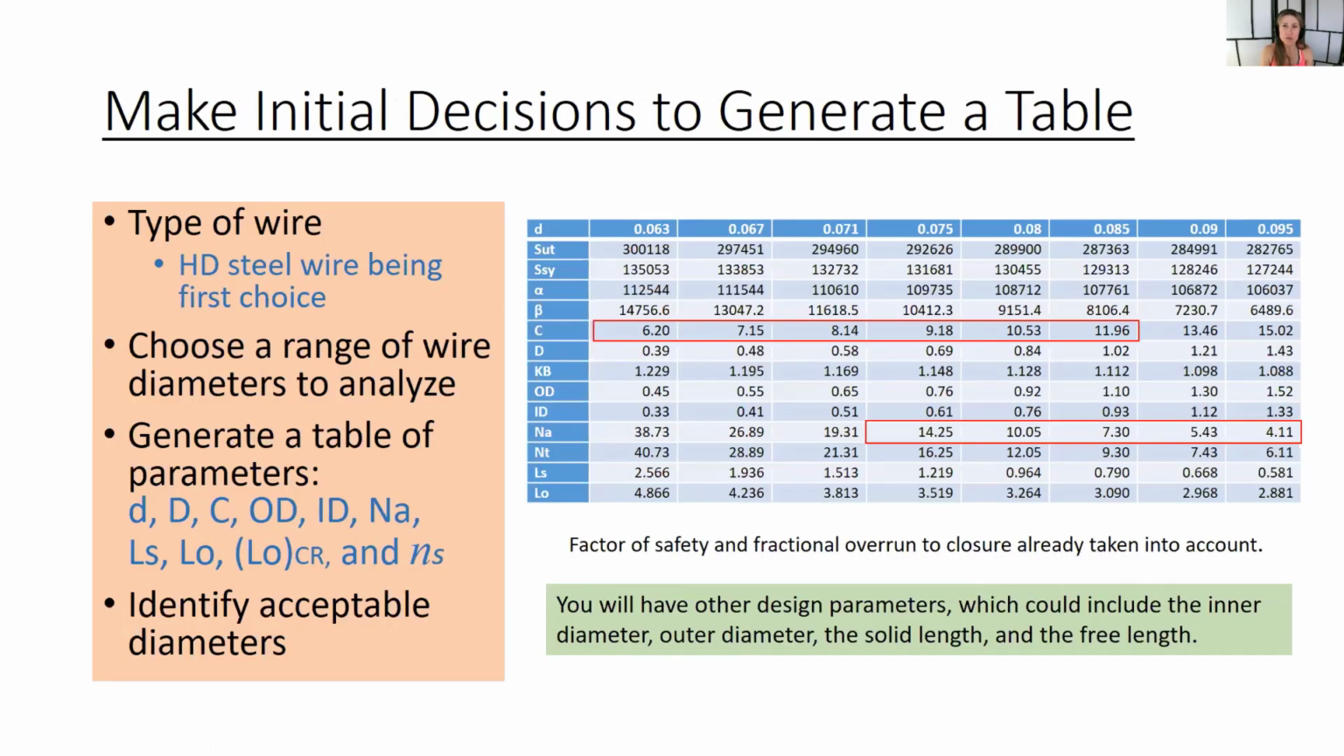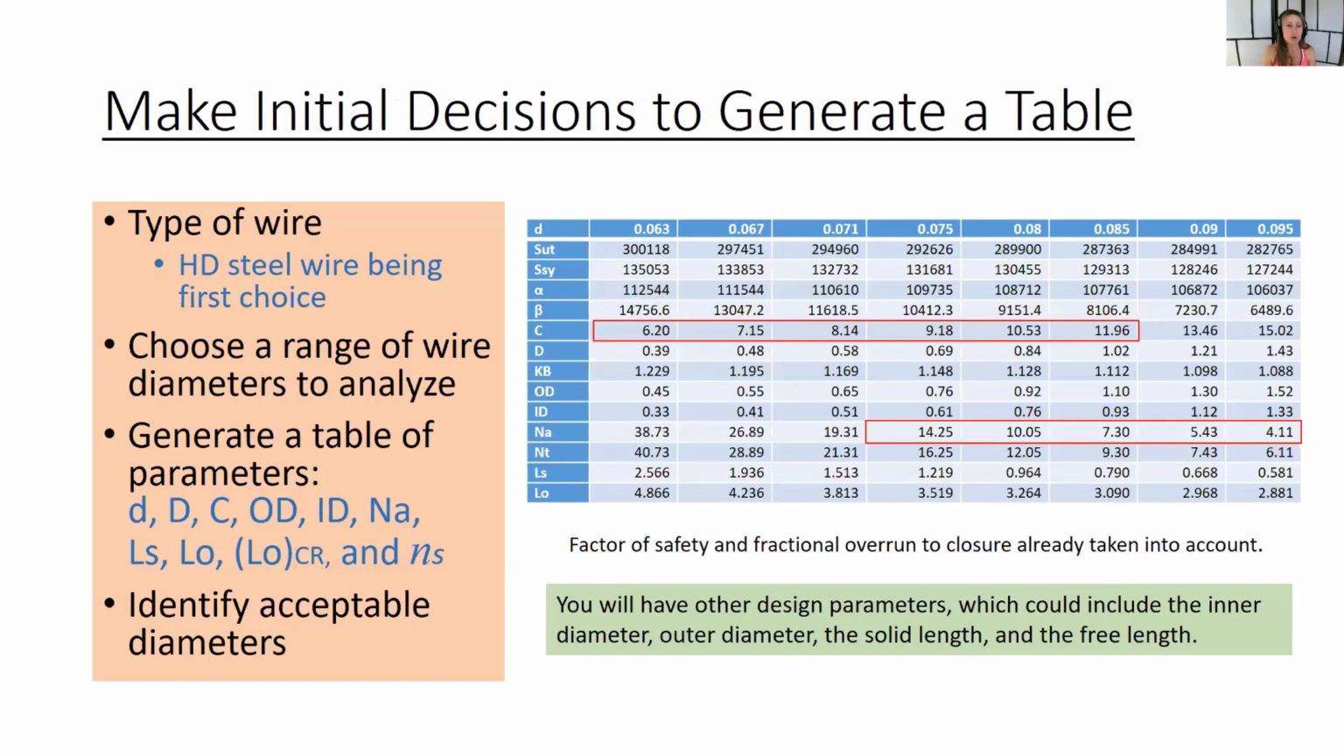Okay, so you're going to use these recommended design considerations to generate a table, and this is what you're going to be doing for your homework. You're going to take the design considerations that I just talked about, along with some initial decisions about the material choice, to generate a table. The first thing you need to choose, at least for this first iteration of a design, is the type of wire. Hard-drawn steel wire is usually the first choice because it has a low cost.